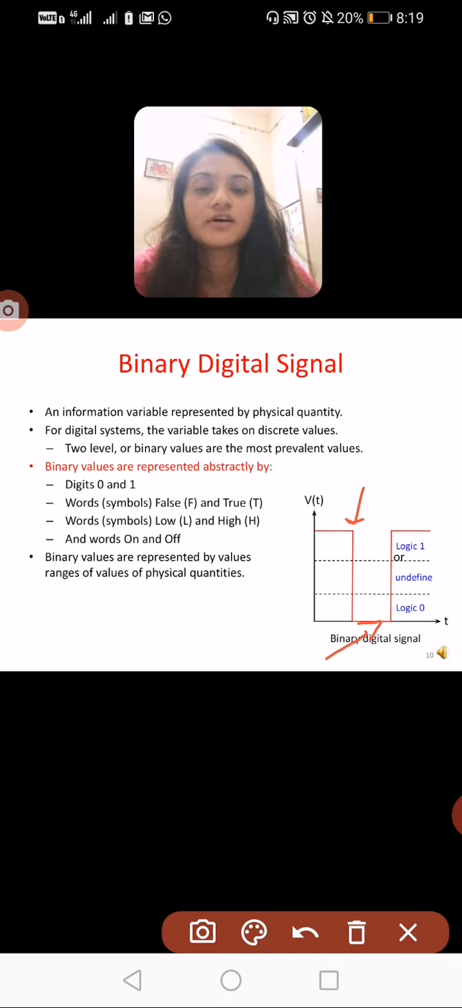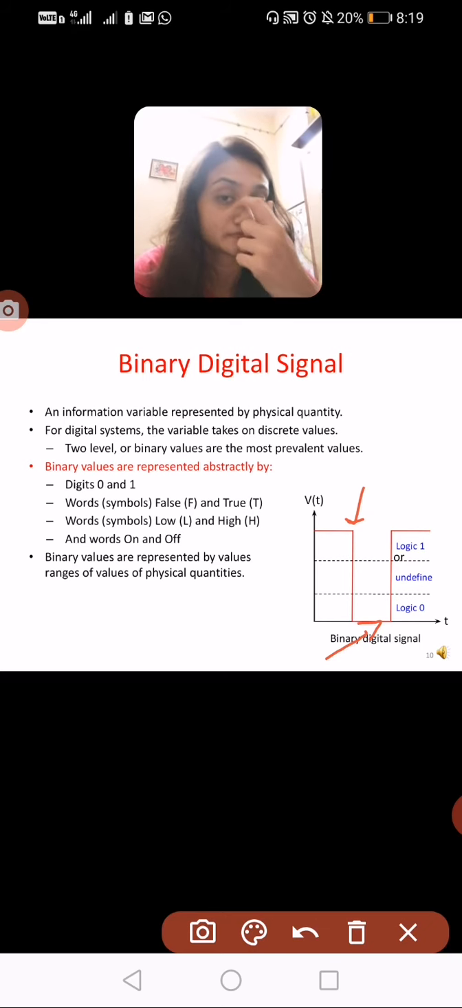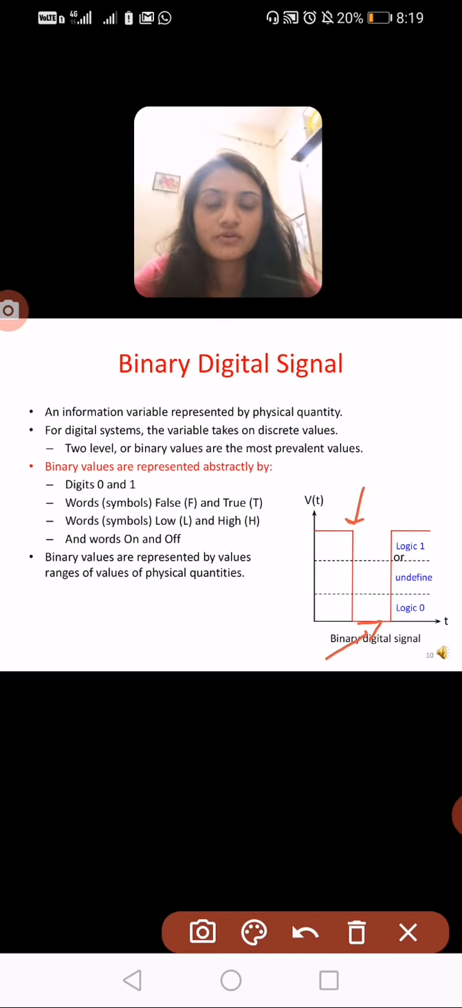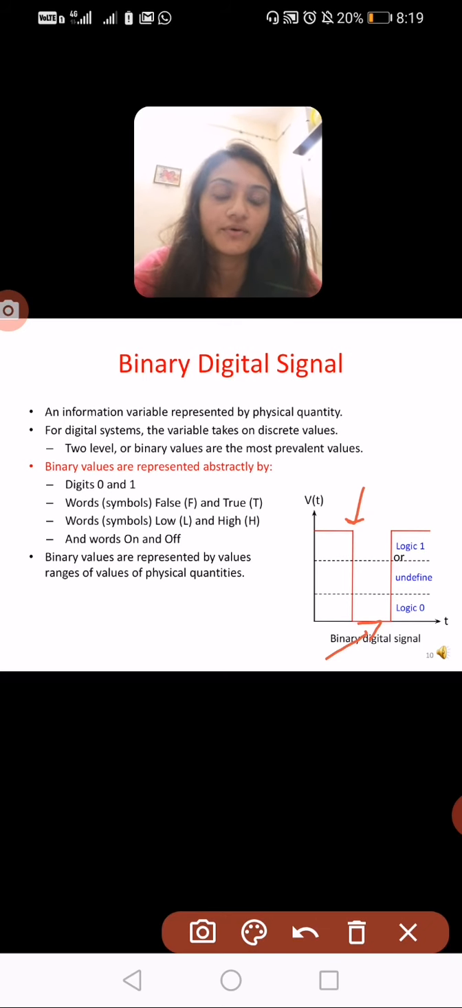The words on and off are also used. On means logic 1, and off means logic 0. So a binary number has only two states, 0 and 1. Further we will see in the next lecture.